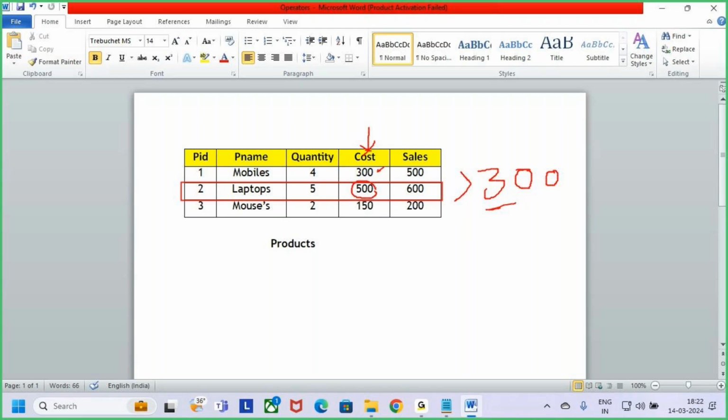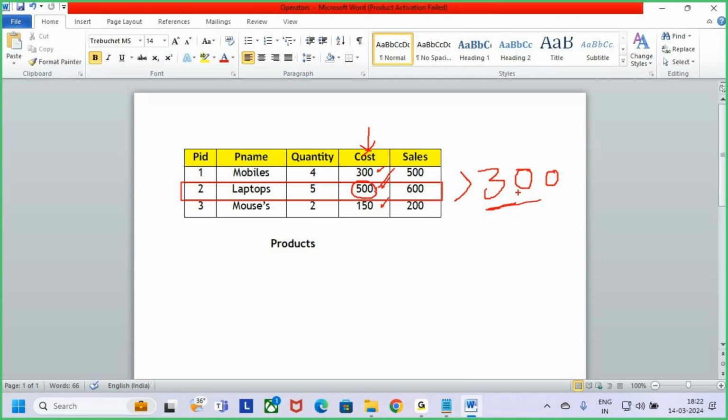Next it will go to another row. Here also it will compare whether the value is greater than 300 or not. Yes, it is greater than 300, it is true, so we'll get the output. Next it goes to the next row and compares whether 150 is greater than 300 or not. No, it is not greater.